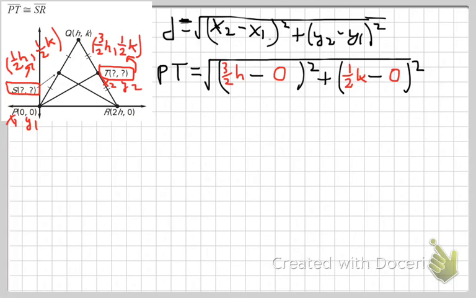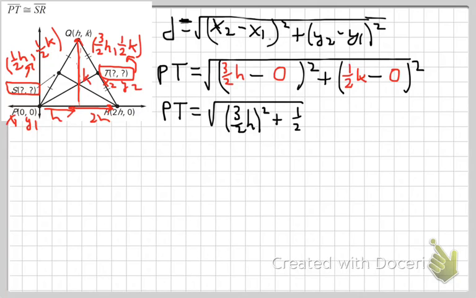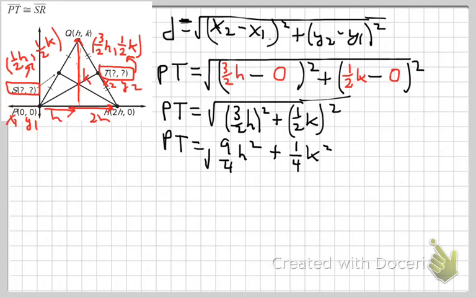So remember, if you go like this here, that's a distance of h. That's a distance of 2h. Okay? And this distance up here is a distance of k. Okay, so that's where we're at. Let's just simplify this, and I'm going to get PT is the square root of 3 halves h squared plus 1 half k squared. What's 3 halves squared? Well, it's 3 halves times 3 halves, which is 9/4 h squared plus 1/4 k squared. And don't forget the square root.